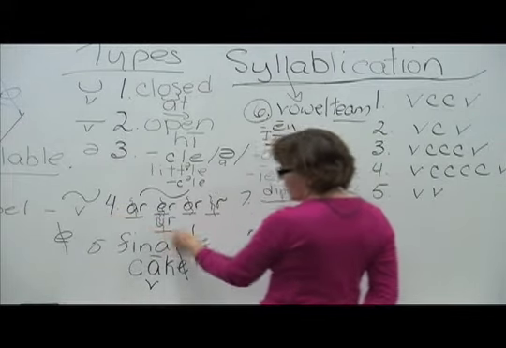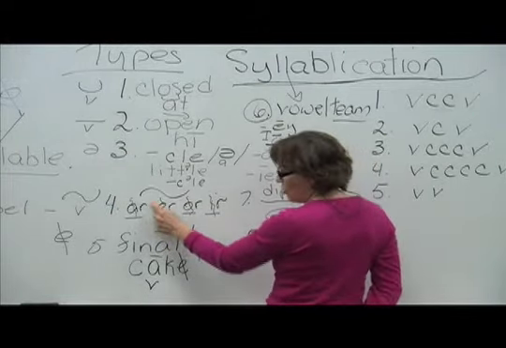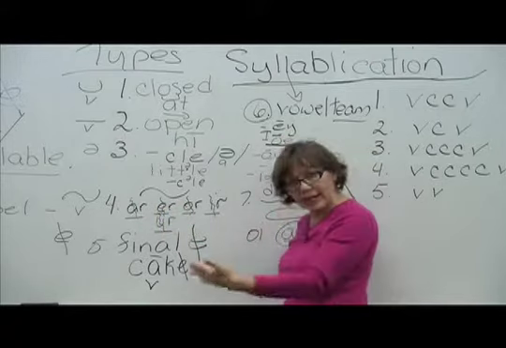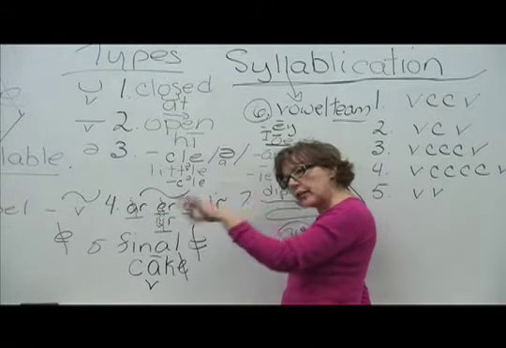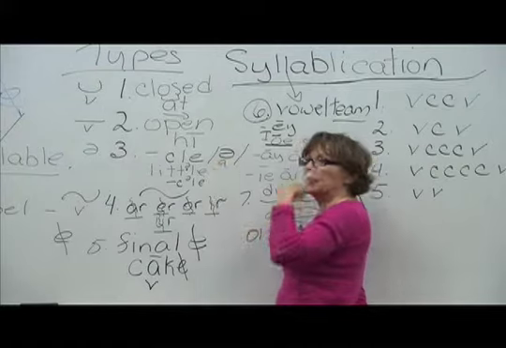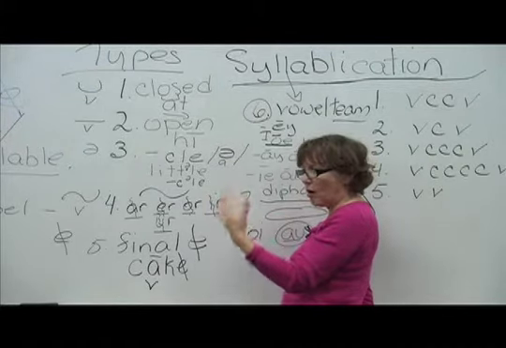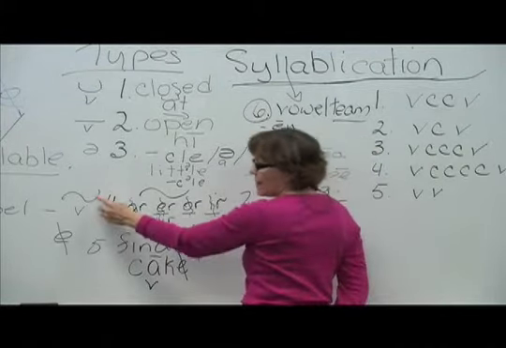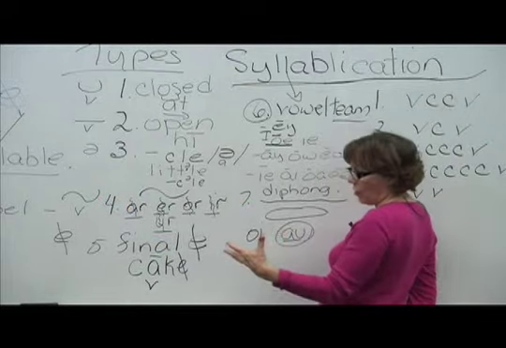The fourth kind is what we call the R-controlled. Anytime you have a vowel that hangs out with an R, you're slightly going to hear that R, but the sound is really going to be controlled by the R. There'll be more of an R sound. That's the diacritical mark for an R-controlled.